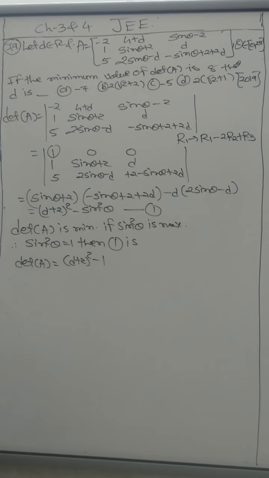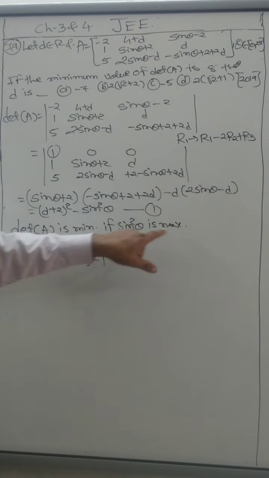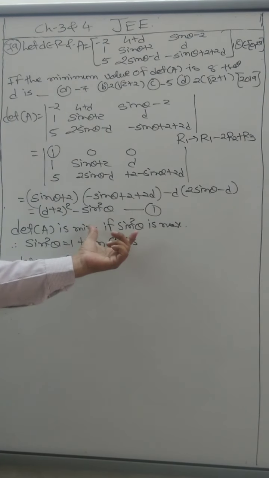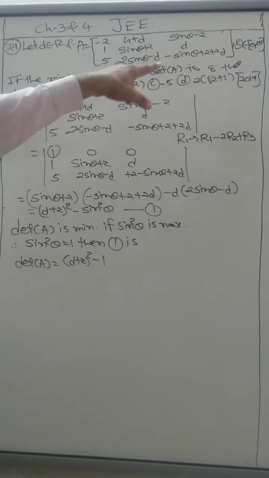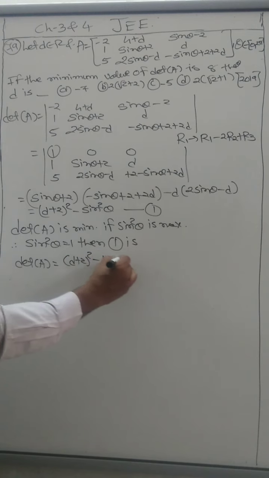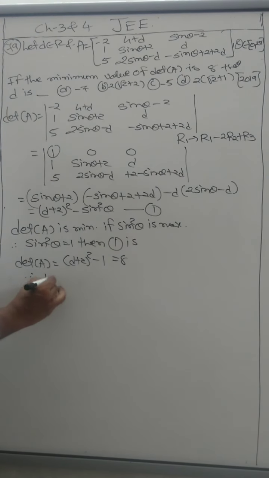Okay, so when we simplify, then we have (d+2)² − sin²θ. If determinant A is minimum, then sin²θ is maximum. So we put the value of sin²θ as 1 here, and therefore determinant A equals this. But the value of the determinant is 8, which is given. So we can say (d+2)² is equal to 9.